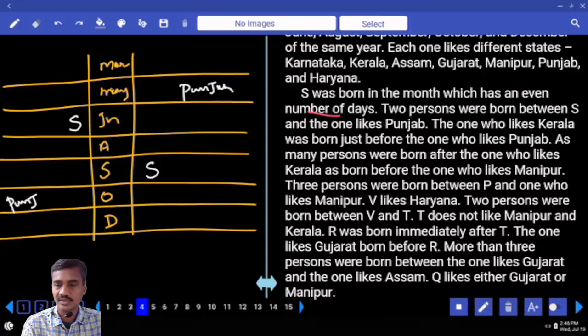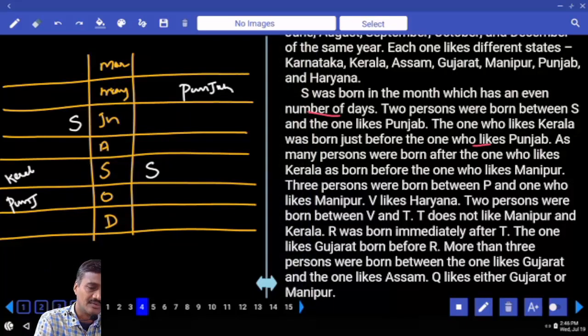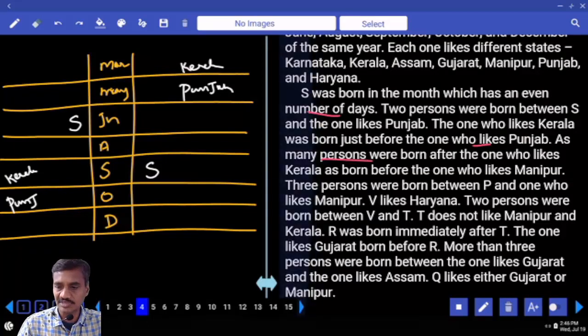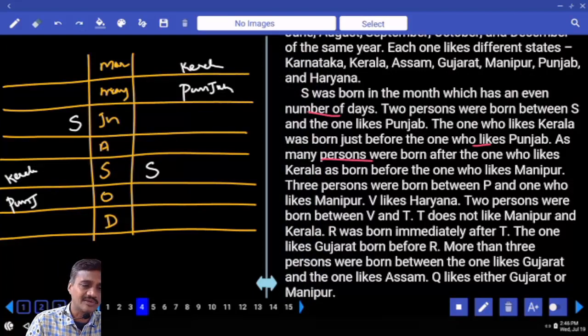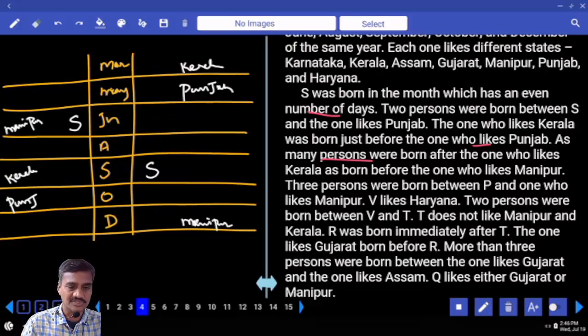Then next one. The one who likes Kerala was born just before Punjab. Now Kerala is just before Punjab. Then next one. As many persons born after Kerala as before Manipur. Kerala and Manipur must be equidistant. Kerala is counted from the bottom and Manipur must be counted from the top. Isn't it? Then here again, Kerala and Manipur, first and the last. Now Kerala and Manipur, then next one.